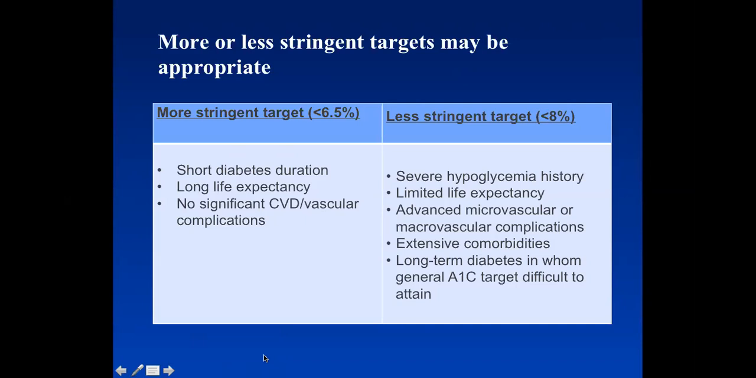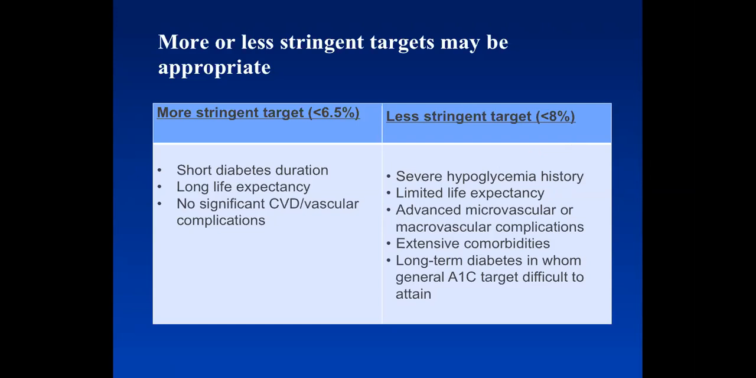The problem with strict glycemic control is the patient can go into hypoglycemia, which is actually more fatal than having hyperglycemia. That is why you can't have very strict glycemic control in some patients. So in those patients, the cutoff will be raised, maybe to less than 8%.